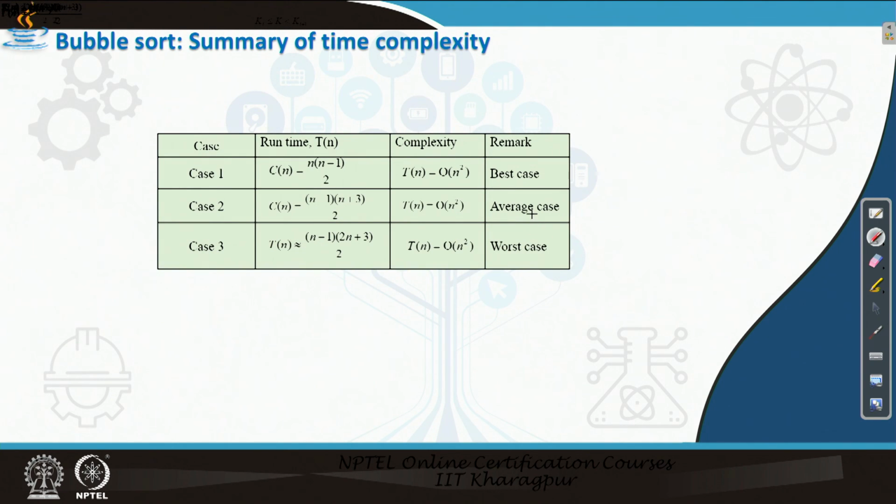Now, this is the summary of the different complexities that we have discussed: the best case, the number of comparisons, and the total running time complexity. The average case is order of n square, and if you modify this, it can be made order of n, but the original bubble sort without modification is order of n square. So these are the different sorting techniques that we have discussed.